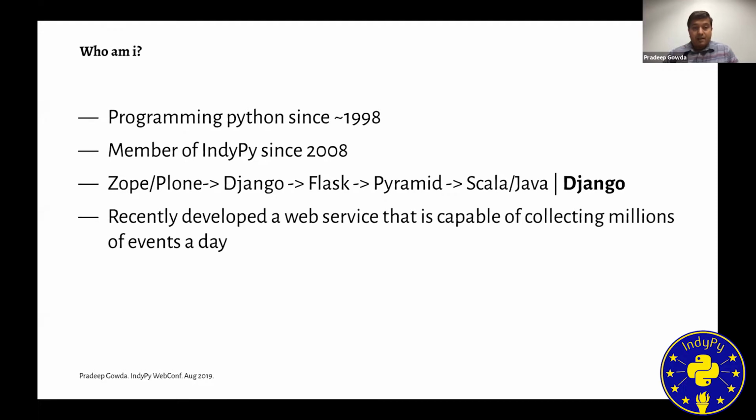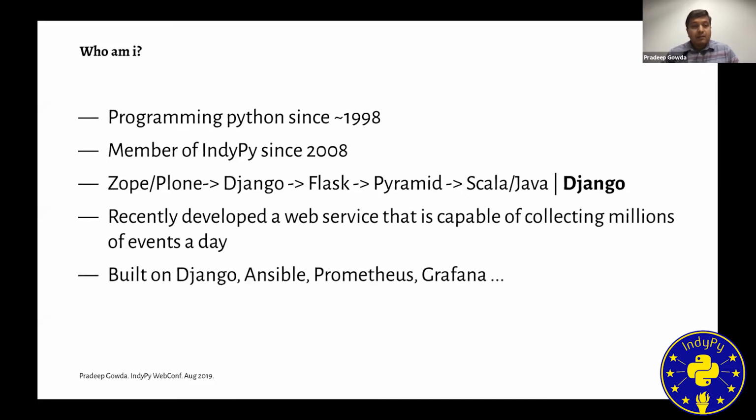So recently, I developed a web service for my employer that is collecting millions of events a day. Essentially, it collects data from all over the world. It is an API primarily. So I would like to share some of the things that I have learned over the years, and especially in the past project, that have helped us scale well and perform in a good manner. That application is built on Django, and we used Ansible for deployment. We used Prometheus and Grafana for monitoring and alerting. I'll talk about all this in detail.